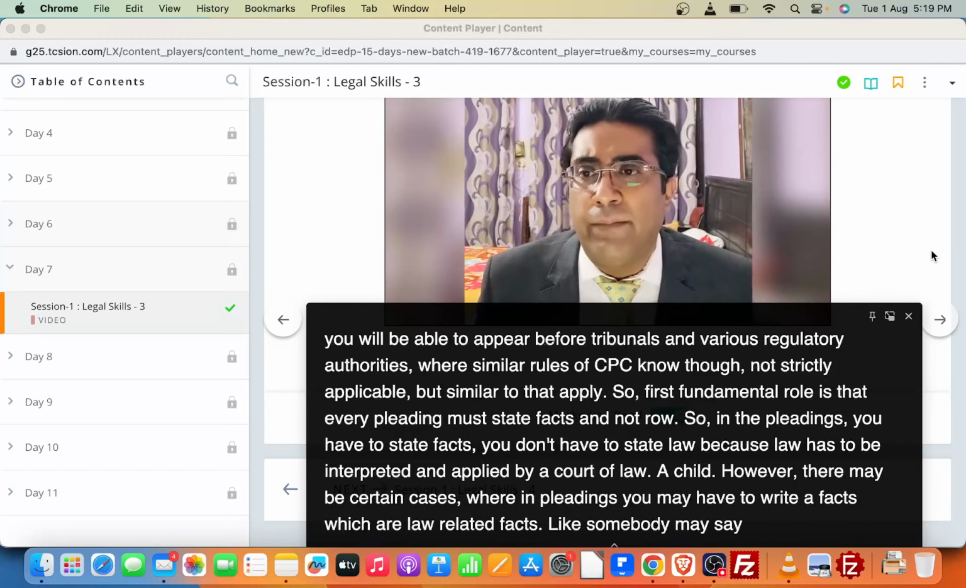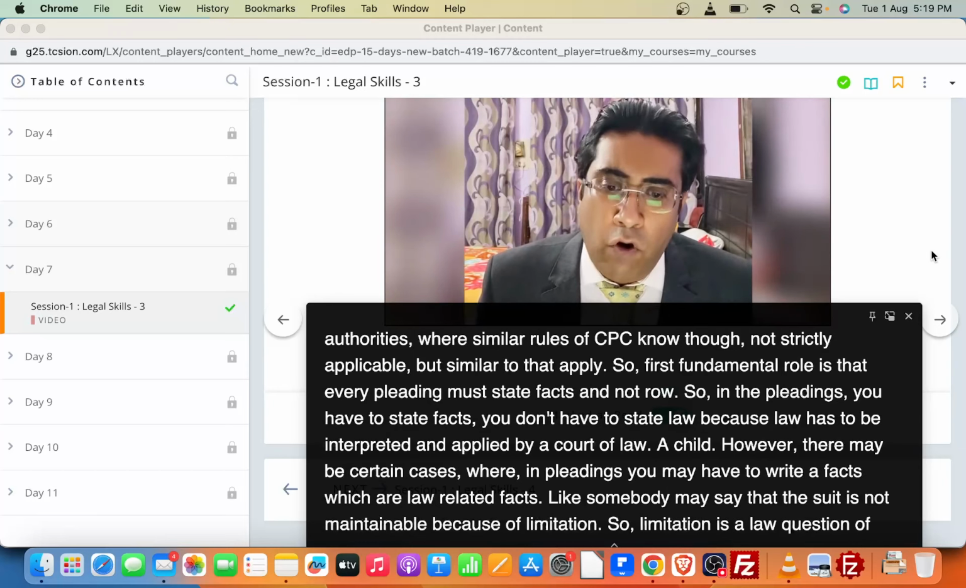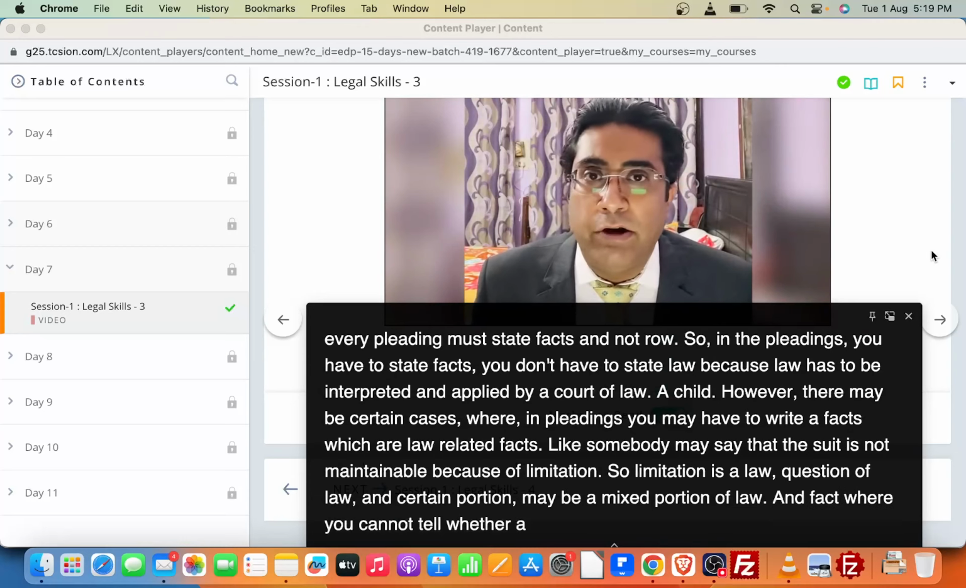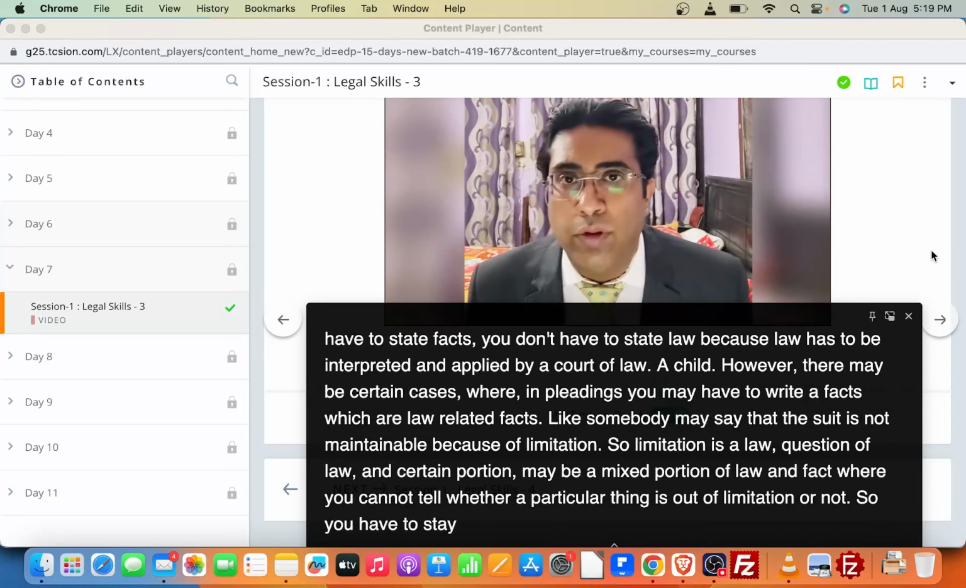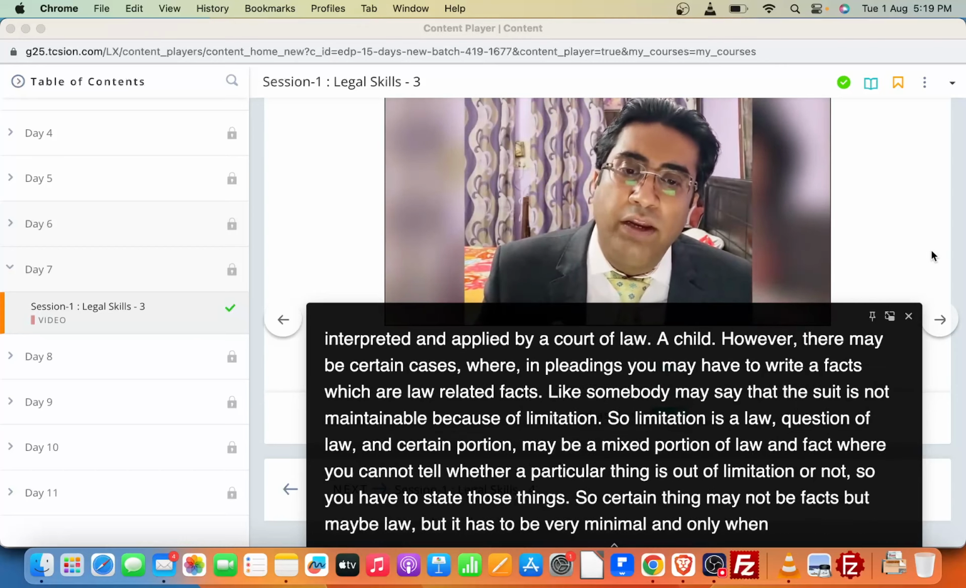Like somebody may say that the suit is not maintainable because of limitation. Limitation is a question of law, and certain questions may be mixed questions of law and fact, where you cannot tell whether a particular thing is out of limitation or not, so you have to state those things. So certain things may not be facts but may be law, but it has to be very minimal and only when it is required, right?